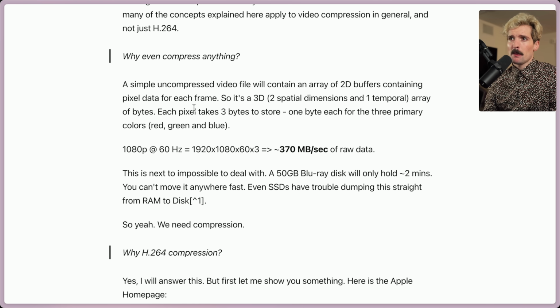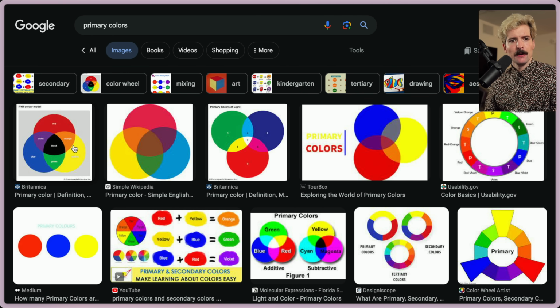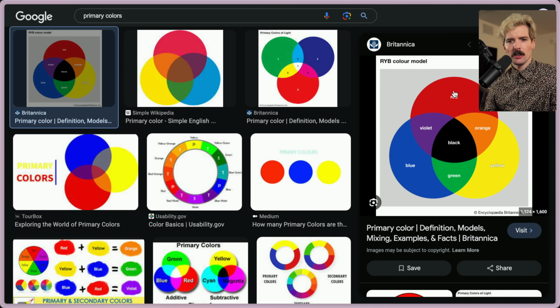And as stated here, each pixel takes 3 bytes to store, 1 byte each for the 3 primary colors: red, green, and blue. You might be confused a bit, because if you remember primary colors, you might remember that they're not red, green, and blue. They're actually red, blue, and yellow. And with those 3, you can theoretically make every color. Why does this matter though?